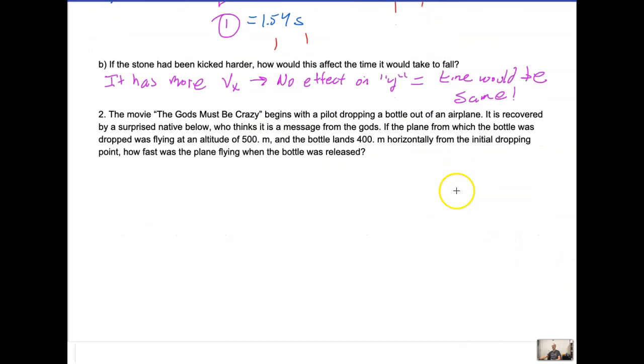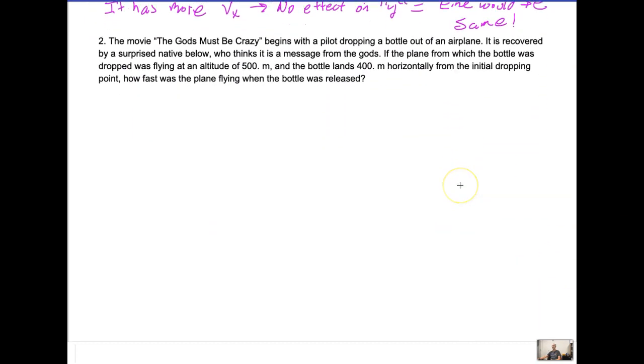In the next one, it says, in the movie The Gods Must Be Crazy, there is a pilot in an airplane. The pilot drops a bottle out of the airplane. So we're going to say that the airplane is right here, and we'll put some wings on it, put a little tail on it, and they drop a bottle. When they drop it, it does not fall straight down. Instead, it follows this path. And it's because, remember, the velocity of this airplane is greater than 0.